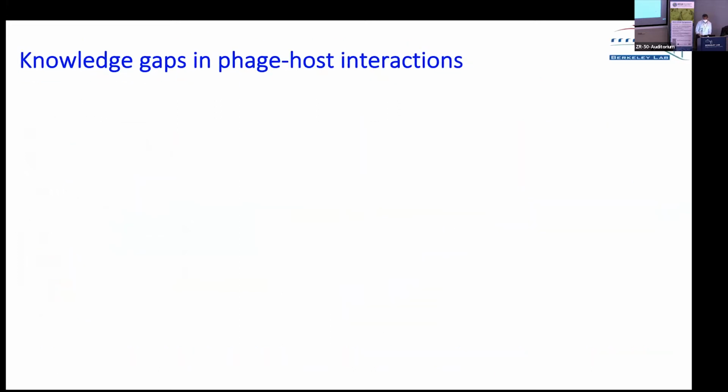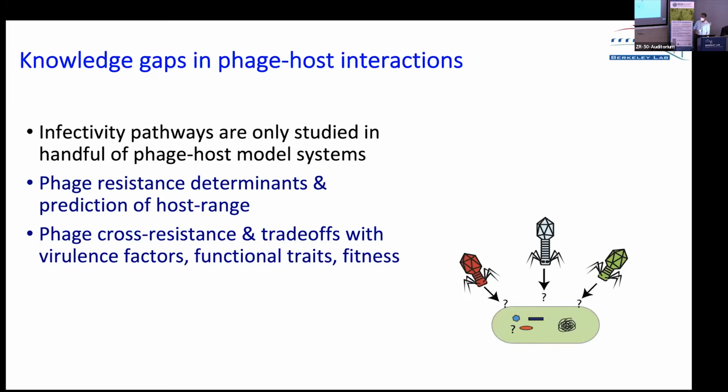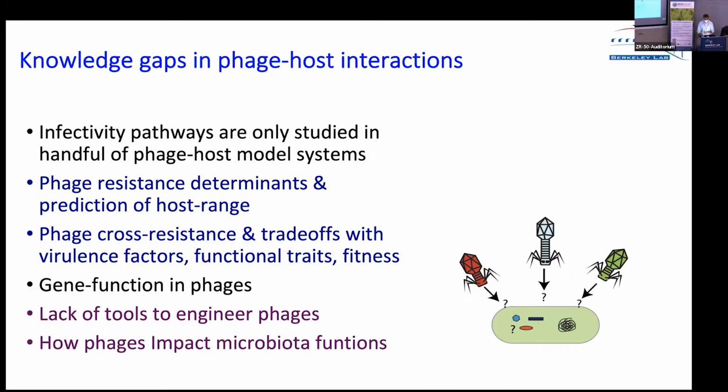The knowledge gaps that are driving our lab particularly are understanding the different infection pathways in different model systems. Can we understand phage resistance mechanisms? If we want to use them for applications, we need to map that. Can we understand what the phage host range looks like, or can we predict it? Also interesting is cross resistance. How do I map these phages? When one phage infects, is the other phage resistant to it? What are the trade-offs? What are the virulence factors, functional traits, or fitness, or tolerance to a metal that gives sensitivity to phage? All of these trade-offs are interesting to study.